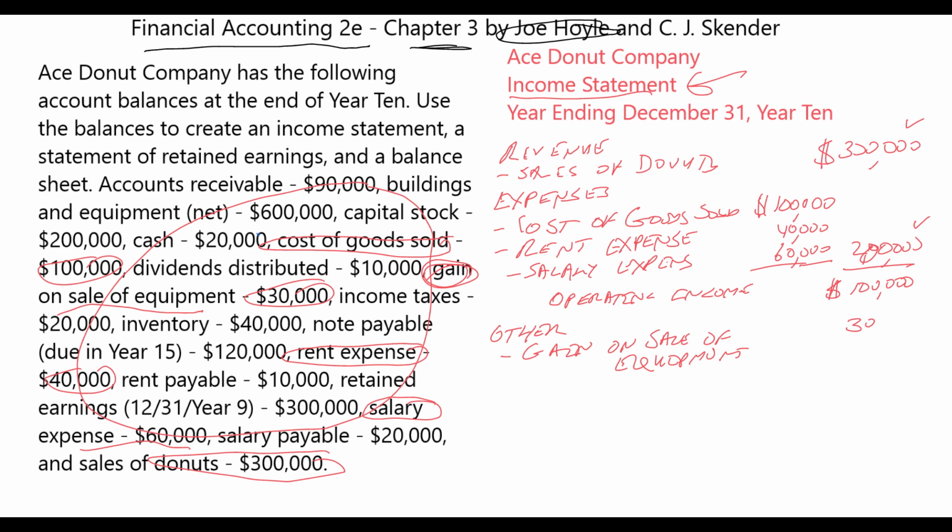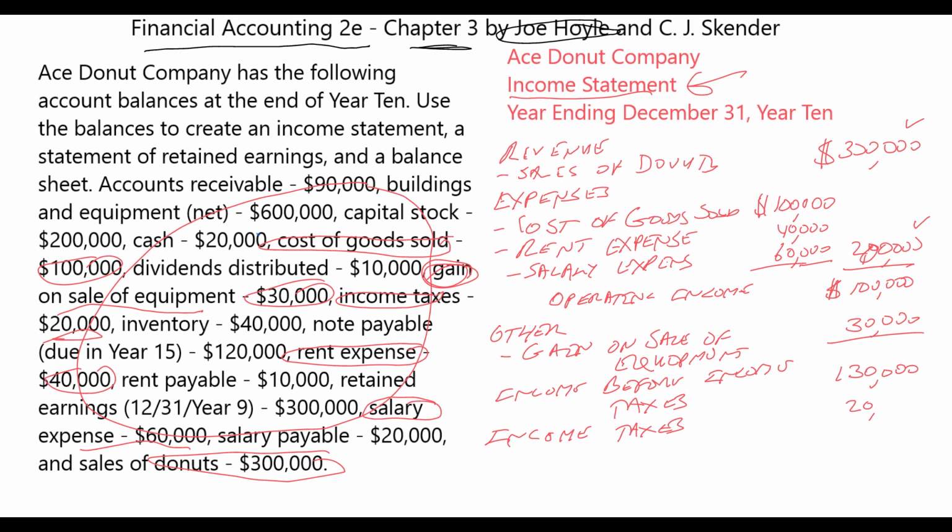So that gives them income before they have to take their income taxes out. Income taxes do not generate revenue, they're required by the government. So when we come down here to the bottom, we'll have income before income taxes of $130,000, and then we will subtract out the income taxes that they have incurred this year. If you look at your account balances, right there's the income taxes. It says that number is $20,000.